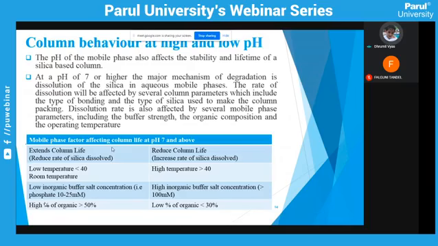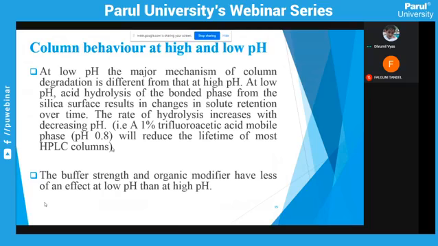If you are going to use higher pH with higher column oven temperature, more than 40 degrees, and if you use a very high buffer concentration, and if you are not using organic solvents like acetonitrile or methanol at more than 30%, then your column will get damaged soon and its life will be very short. The buffer strength and organic modifier have less of an effect at low pH than at high pH.